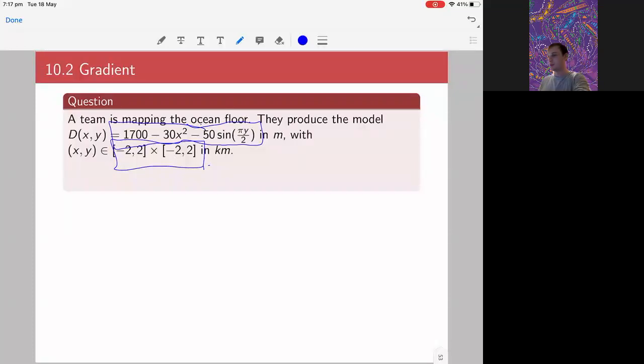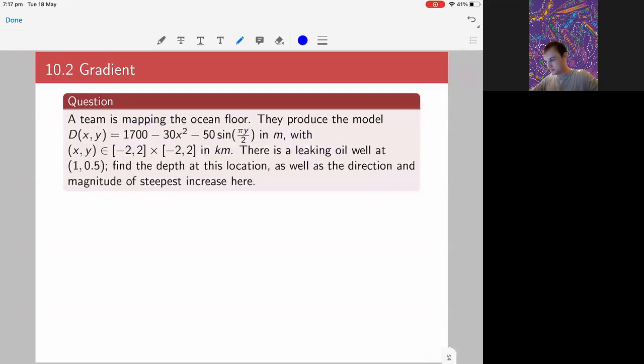I guess it's important to note that x, y, and d are all in, no, d is in meters, x and y is in kilometers. And unfortunately, since I'm introducing units, that means it's good manners to keep units in any answers you make. But first things first, what is the actual question we're dealing with?